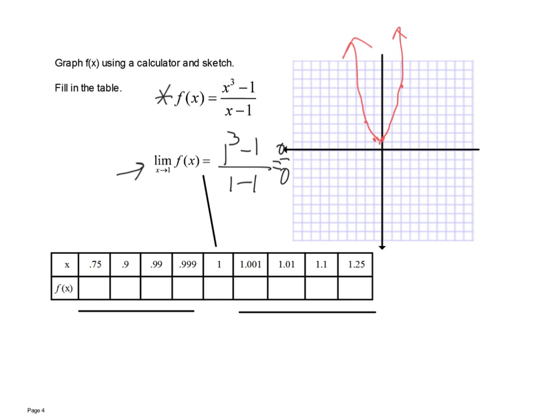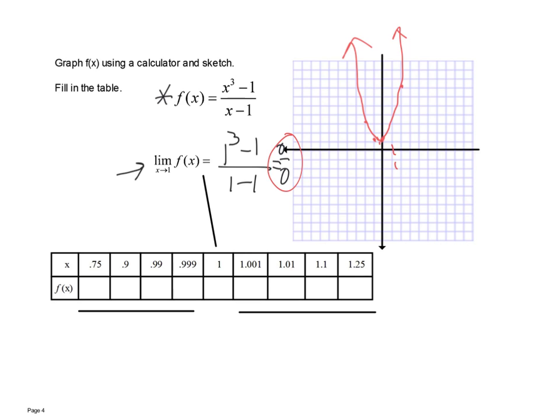Right? It looks kind of like this, but when I traced, there was no value at x equals 1. Well, we already knew that because we're dividing by 0. There's no value in our domain at x equals 1. All right, so let's try things near 1.